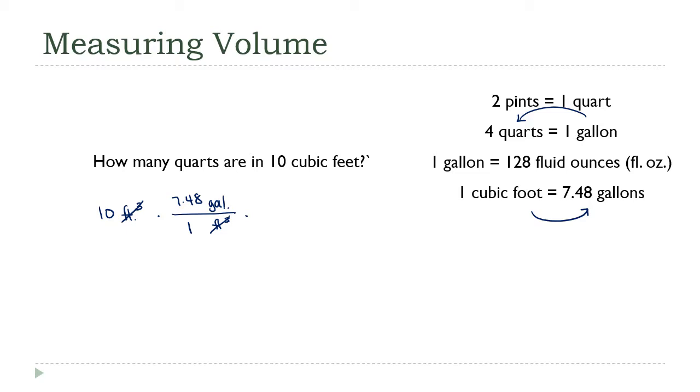Now I'm going to use my other conversion factor. I have to put gallons on the bottom so that they cancel. And I'm going to put quarts on the top. 4 quarts to 1 gallon. Now you get your calculator out. 10 times 7.48 times 4 is 299.2 quarts. Right? Exactly the same kind of process we've been doing with all of our other conversions.